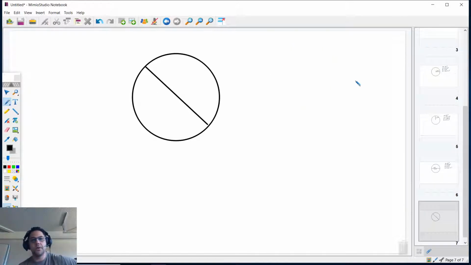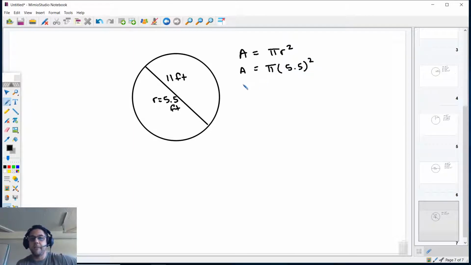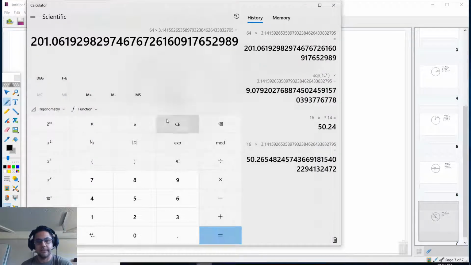All right, last one real quick. Let's say that the diameter is 11 feet. So the radius is going to be equal to, you just take half of 11, so 5.5 feet. Pi r squared. Radius is 5.5. Now again, you're going to have a bunch of decimals here, so we're going to do our best. Hopefully our calculator can handle it, which of course it can.